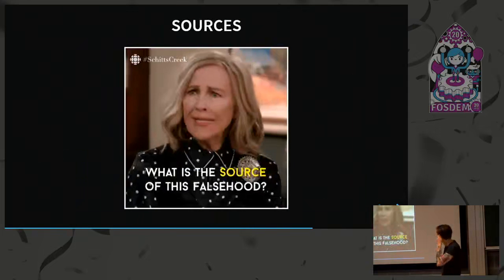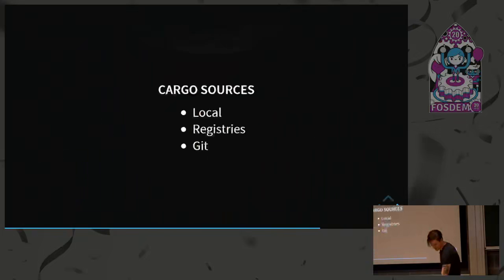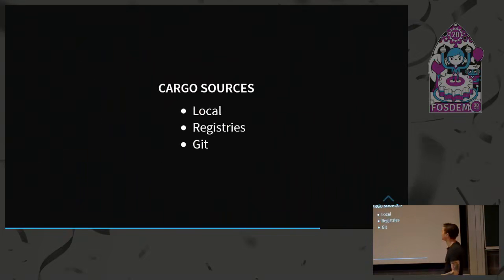And the last thing that we have is the source check. So Cargo has multiple sources that it can use for crates. So there's the local source from a file path, crates.io, registries, but then most importantly, Git.